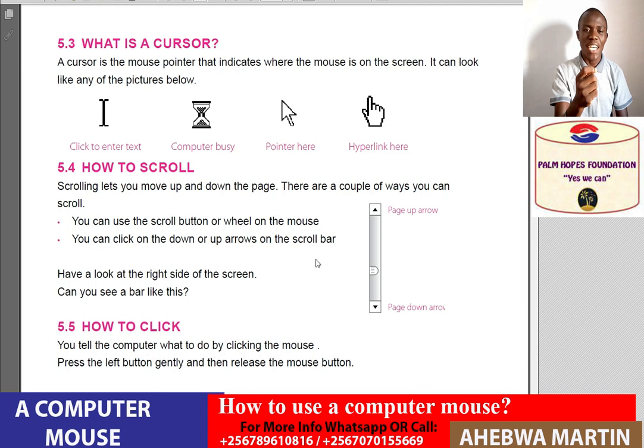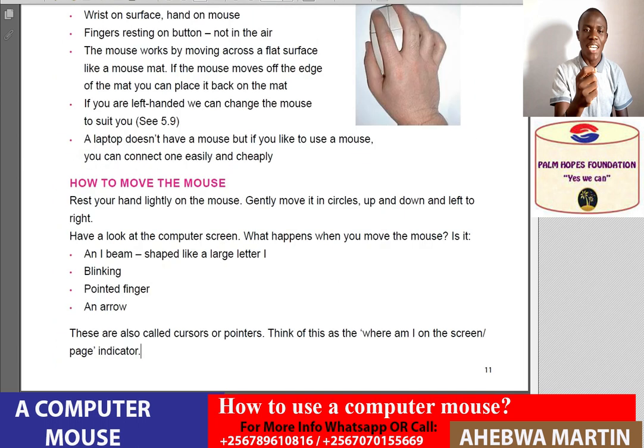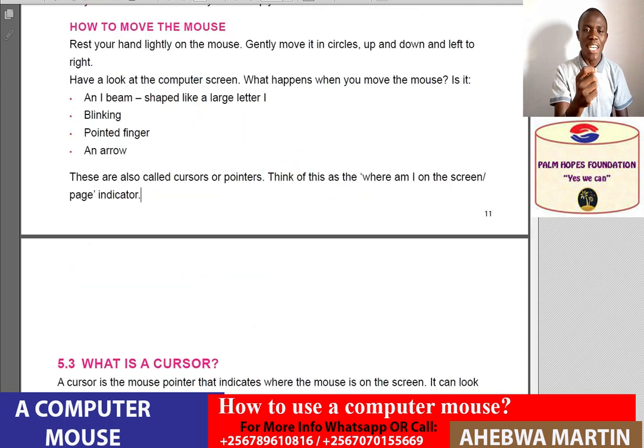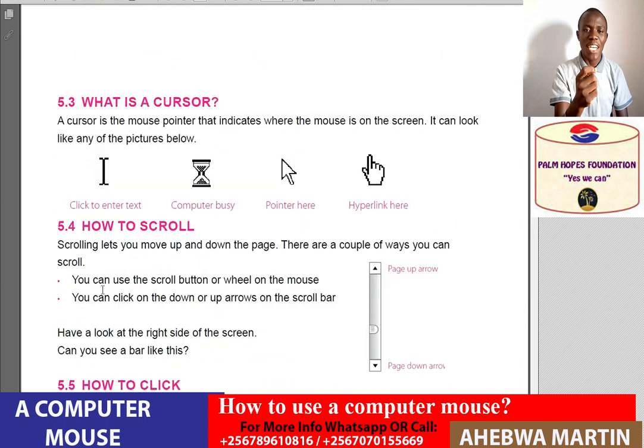There are a couple of ways you can scroll. One, you can use the scroll button or the wheel on the mouse. The other wheel which we saw the other side, this one. You can use either this or you can use the left mouse button and you depress and scroll down. So they are saying that you can use the scroll button or the wheel button, or you click on the down or up arrows on the scroll bar as we are having them here. This is up, this is down.